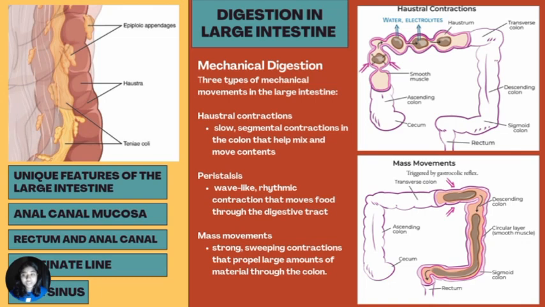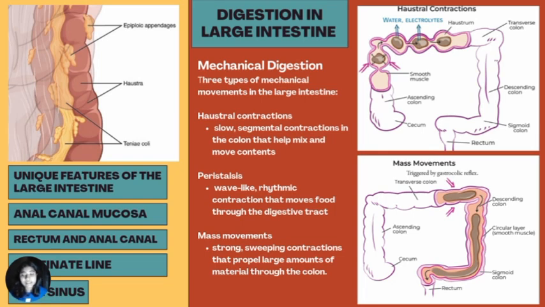As for the unique features of the large intestine, we have Taenia coli. It's three bands of smooth muscles that form the longitudinal muscle layer except for the terminal end. Haustra, its pouches formed by the tonic contraction of the Taenia coli giving the colon its wrinkled appearance. Epiploic appendages, it's small fat-filled sacs attached to the Taenia coli.